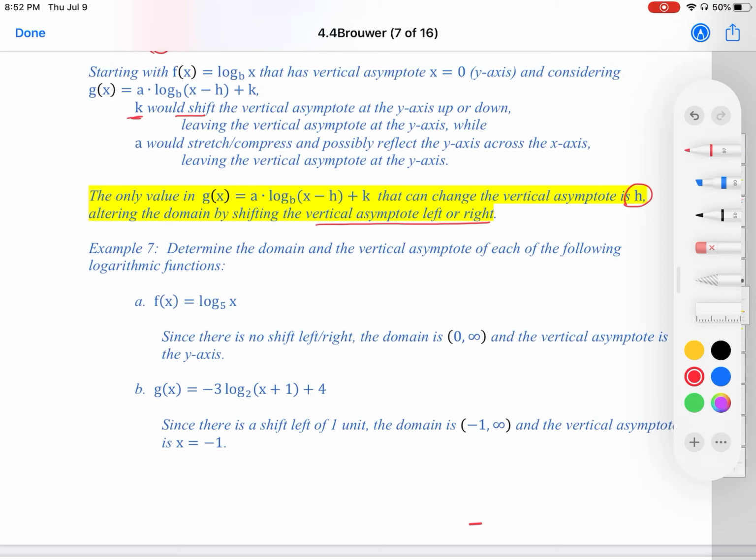All right, let's go ahead and do example 7: determine the domain and the vertical asymptote of each of the following functions. All right, so we see that nothing is being added or subtracted to x in parentheses. So we know that the vertical asymptote stays at the y-axis, at x equals 0, and therefore our domain stays the same, 0 to infinity.